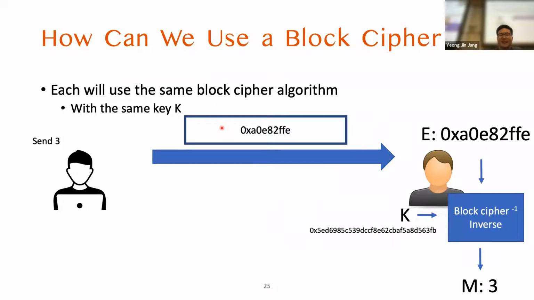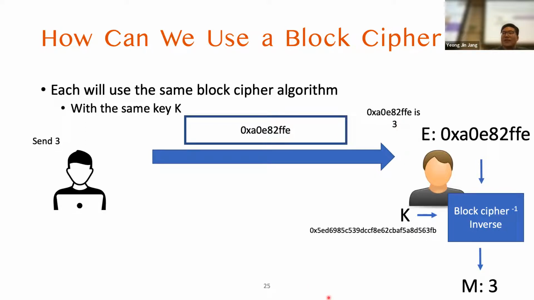Then the other guy has the same key. They run the inverse of the block cipher, which is a decryption function. Then they put the encrypted text here, and it will output 3. Because the key is the same, the shuffling of the numbers is exactly the same. That's why running the inverse function will make the ciphertext into plain text. So they can know this is 3.